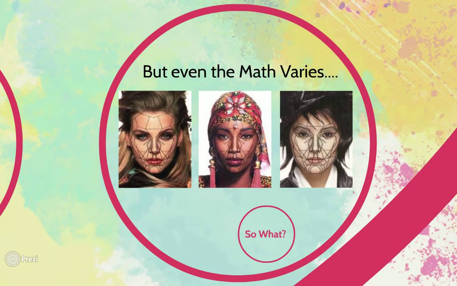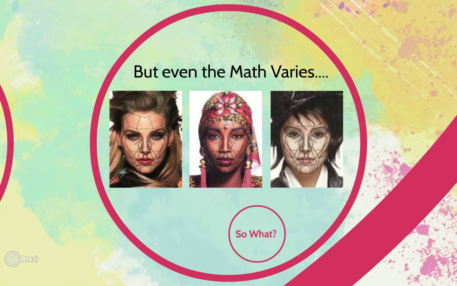But even math varies. Although this formula transcends cultures, it doesn't actually apply to every single culture in the same way. Meaning that the bone structure of a human skull is different depending on where a person comes from, their ethnicity. So a Caucasian, an African, and an Asian woman all have different skull structures.